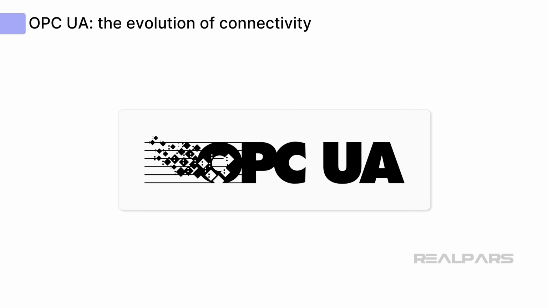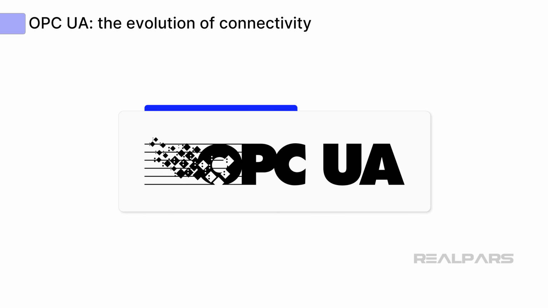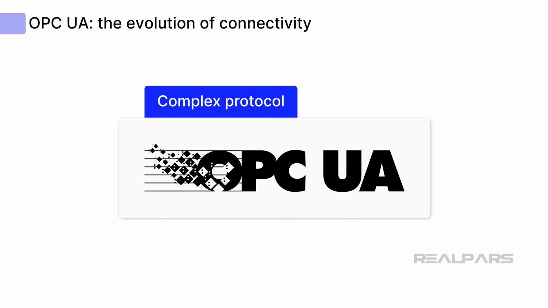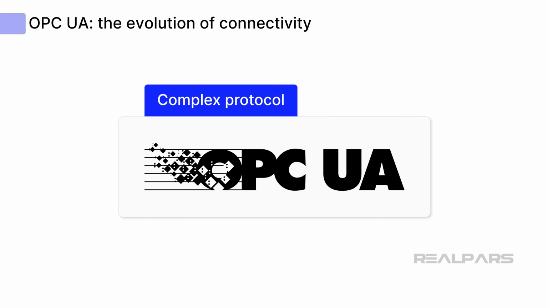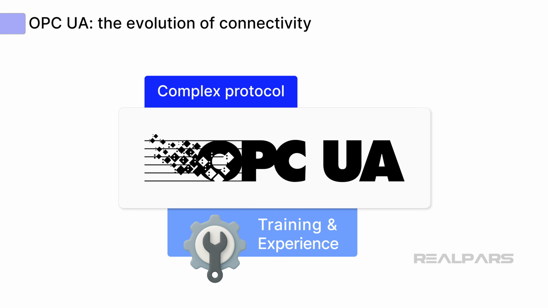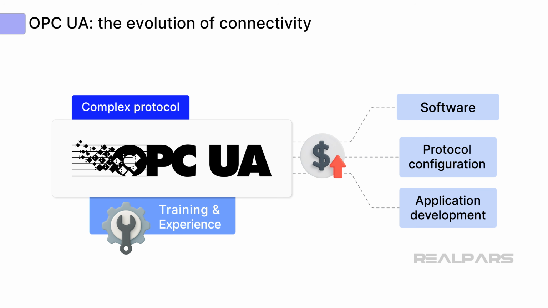On the downside, OPC UA is much more complex than Modbus and other protocols, so additional training and experience are needed to properly implement the protocol. With complexity comes a slightly higher cost, mainly due to software costs, protocol configuration, and application development.